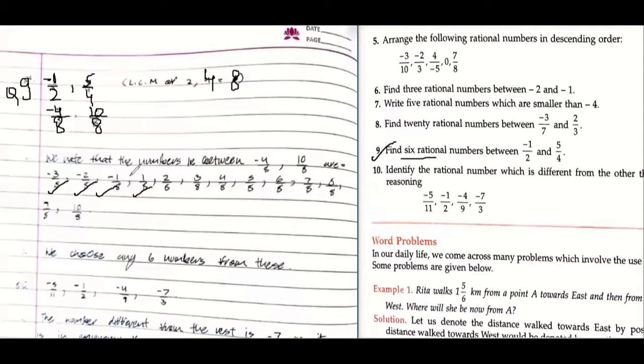And it can be 0 also. Don't forget 0 upon 8. 0 upon 8 is 0, so you can include that. Okay, so there are 6 rational numbers. I don't think we need to discuss all of them, so that's absolutely fine.